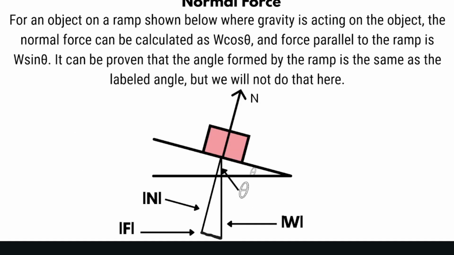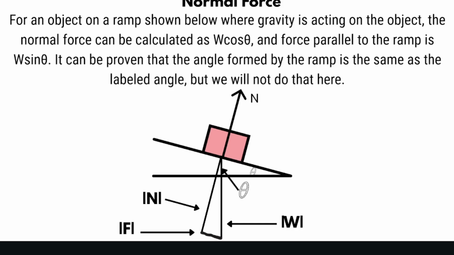Okay, so this should be problem number 4. For an object on a ramp shown below, where gravity is acting on the object, the normal force can be calculated as W, which is the weight of the object, times cosine theta, which is the angle of incline of the ramp. And the force parallel to the ramp is going to be W sine theta.